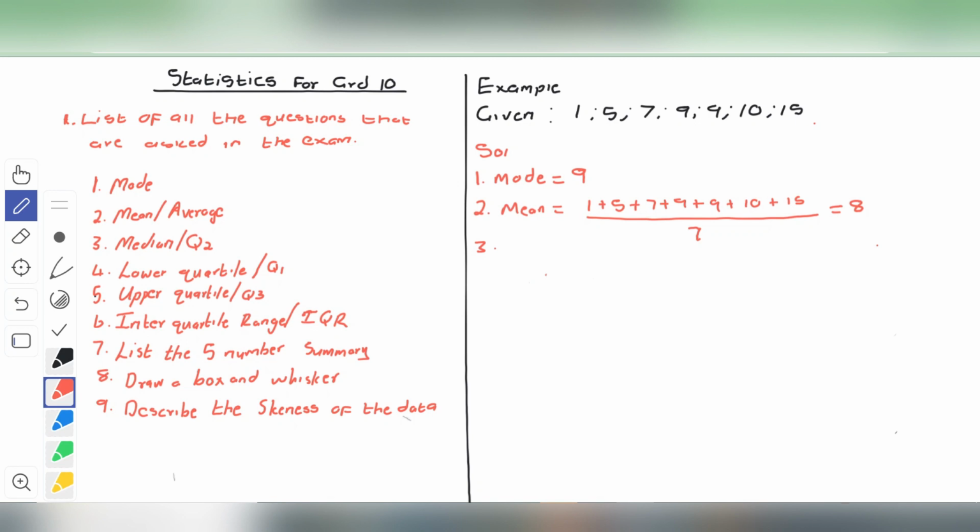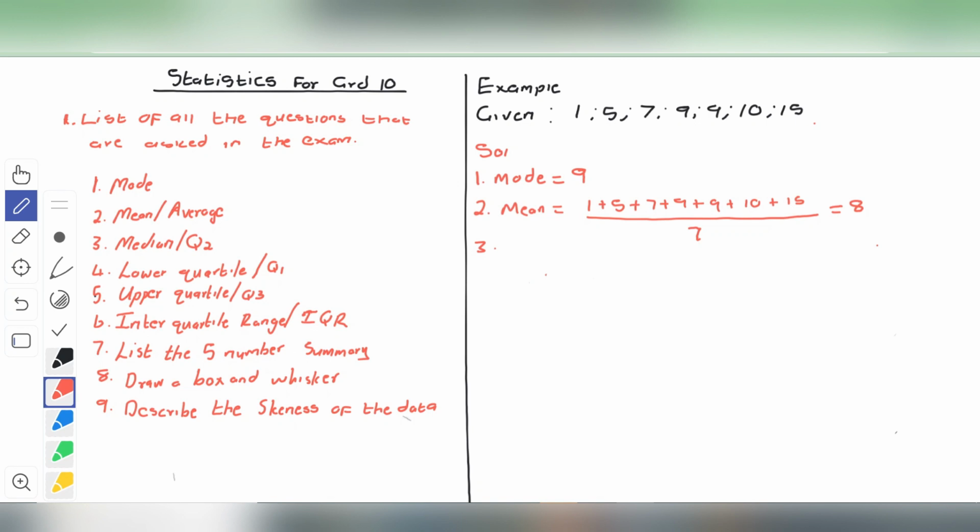Now we are coming to determine the median. The examiner can say determine the median or determine Q2. Like I said, the examiner knows students know what the median is, so sometimes he'll just say determine Q2. Whenever they say determine Q2, just know that they are talking about the median. So how do we determine the median?